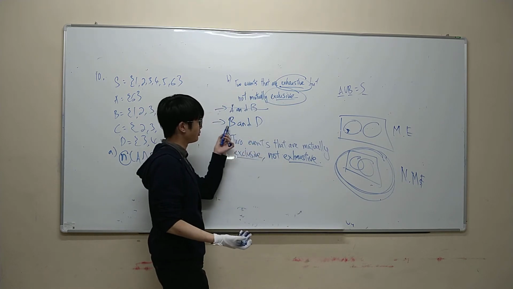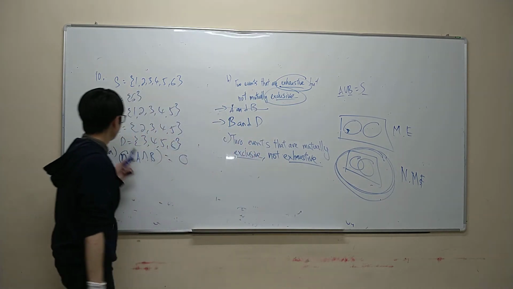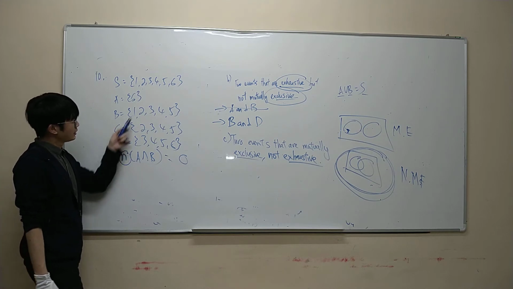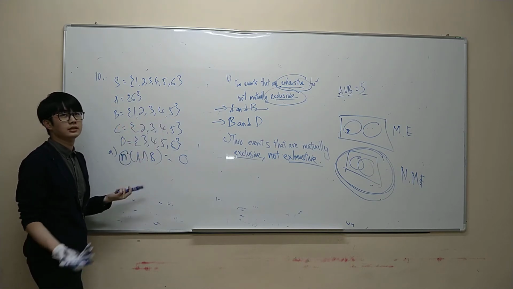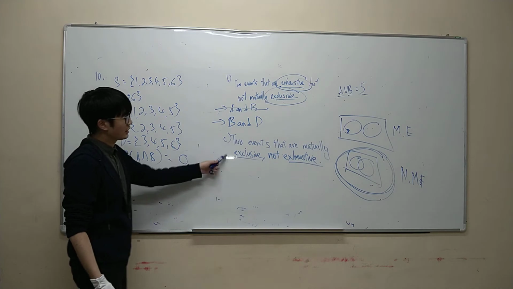Let's double check and see if B and B really have intersect. So B and B, do they have intersect? Yes. 3, 4, 5 is the intersect. So that's the answer. Okay, the next one.